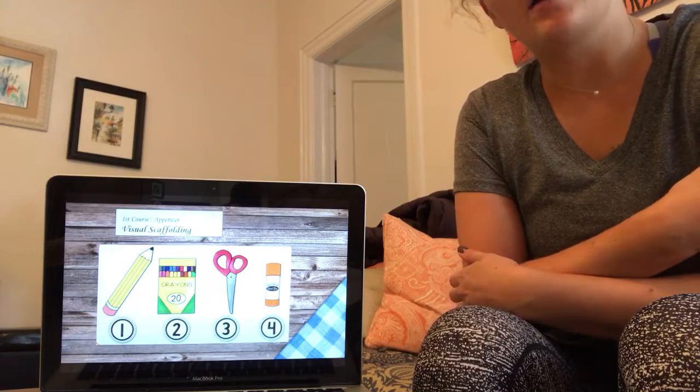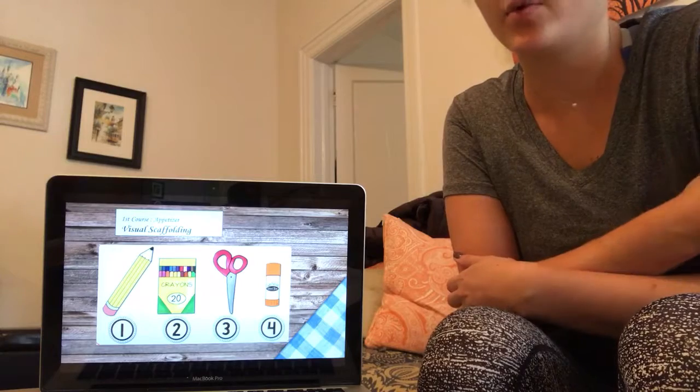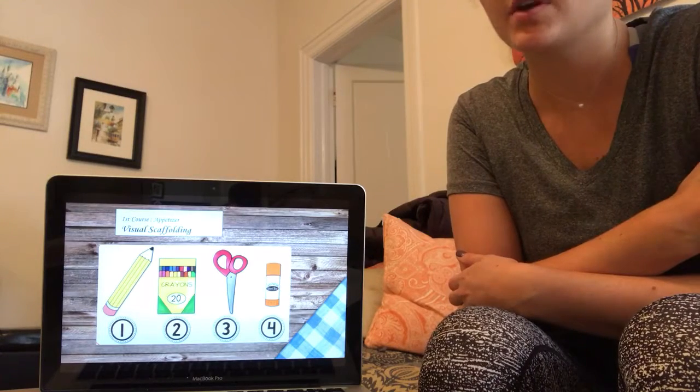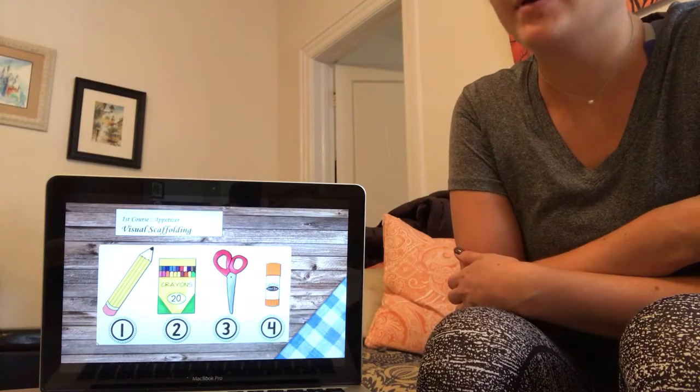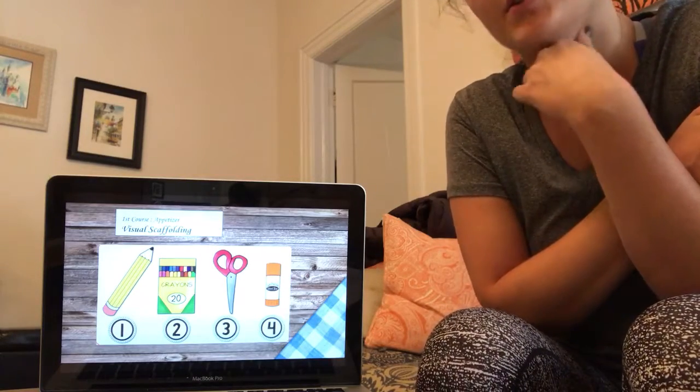And then I'd talk about how directions are usually given to students orally, but if you put it up on the board like this, using visual cues, it can really help them understand what they have to do next because they don't have to decipher the words or decode the words.